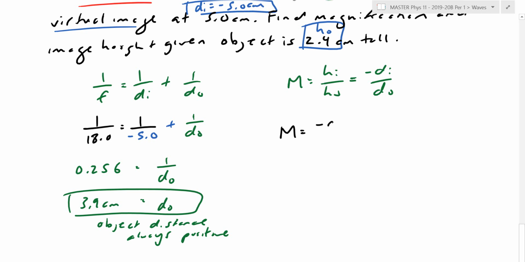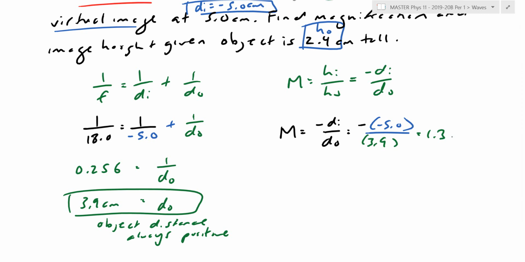Let's first do magnification as negative di over do. So the negative is in the formula. I take the negative of a negative 5, divided by my object distance that we just calculated as 3.9. It gives you here 5 over 3.9 gives you 1.3 as the magnification. So we're going to be scaled up. We're going to be 30% bigger than what we were before.